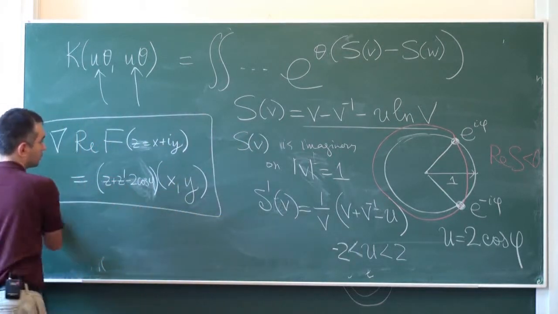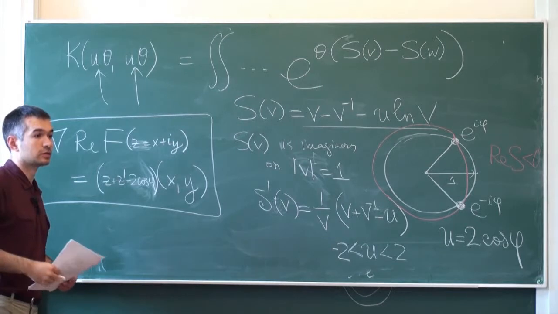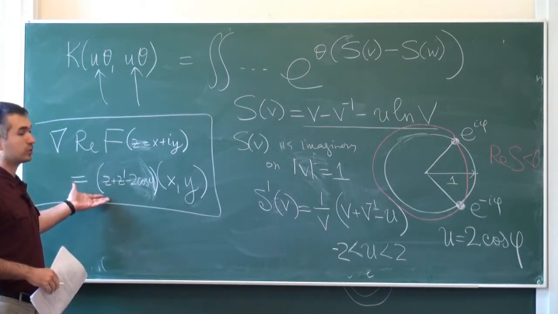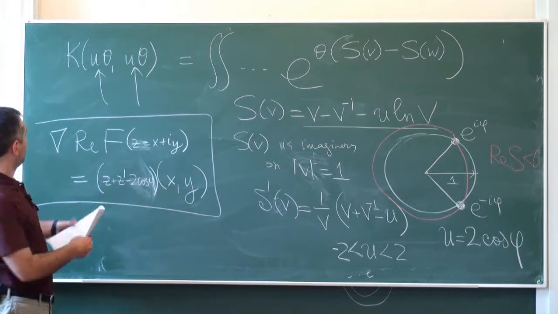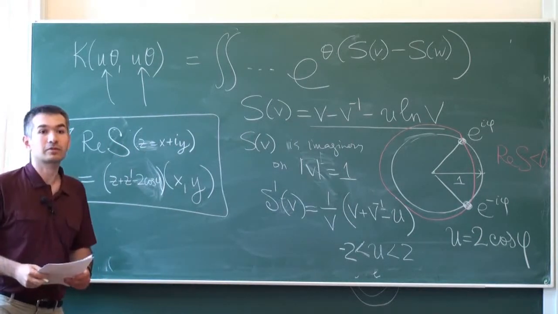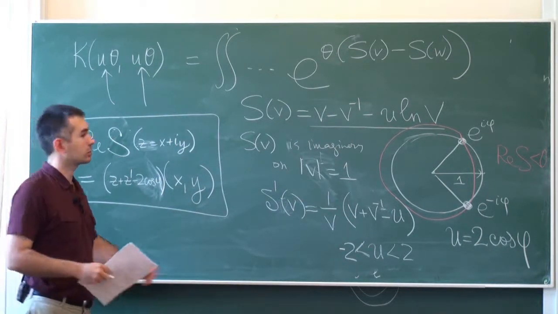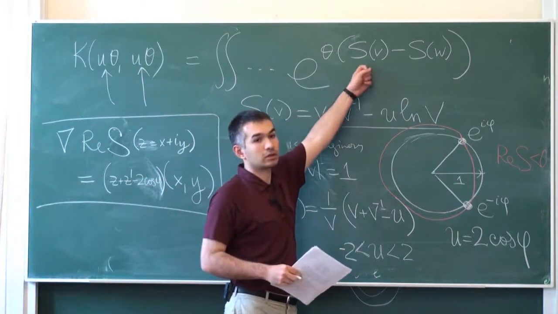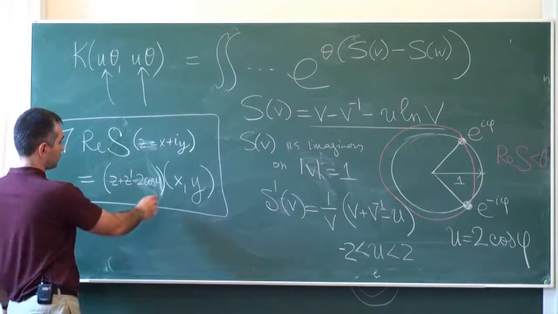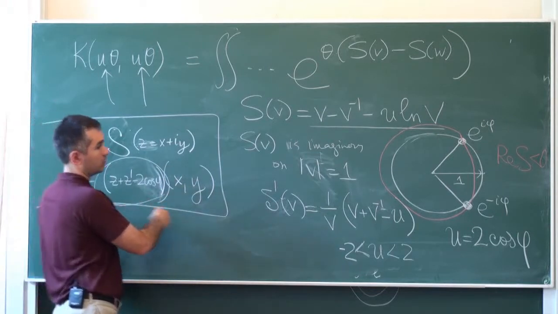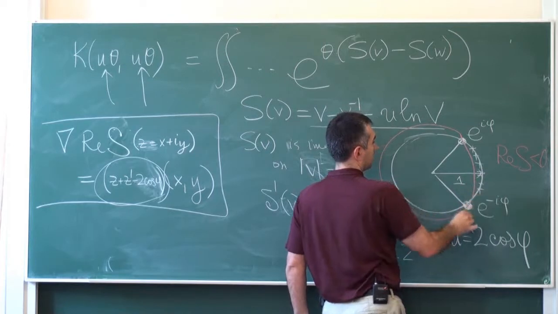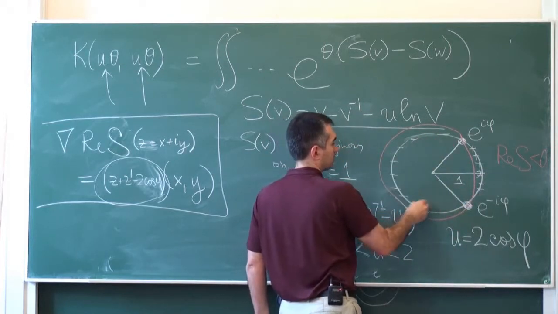Okay, let me not do the computation. This is an exercise in Cauchy-Riemann equations if you wish. You can just compute them. Sorry, this is not supposed to be f. This is supposed to be S. Thank you. This is the action. This is what sits in the integral. So see, this object here is positive on this part of the circle, and it's negative on this part of the circle.